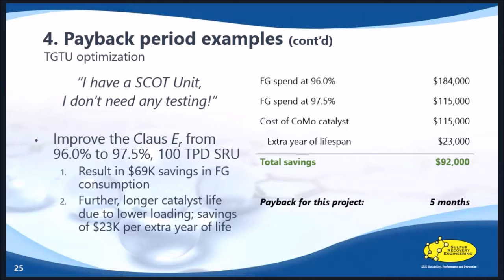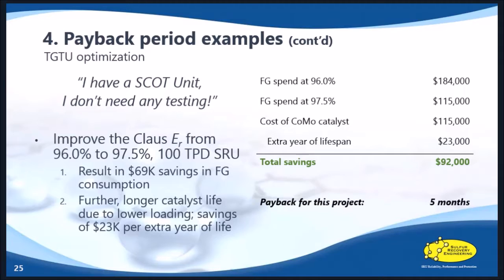Well, let's look at what happens. Let's look at what happens when you improve your Claus recovery efficiency from 96% to 97.5% for a typical 100 tons per day SRU. And it's possible to get 97.5 out of your 3-stage Claus because if you optimize it well. When we do that, that increase of 1.5% in recovery efficiency results in a $69,000 savings in fuel gas consumption in your RGG.